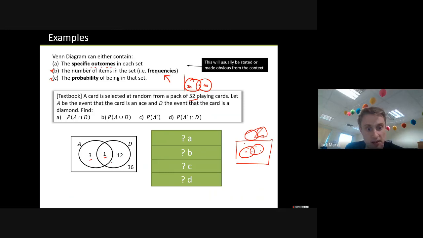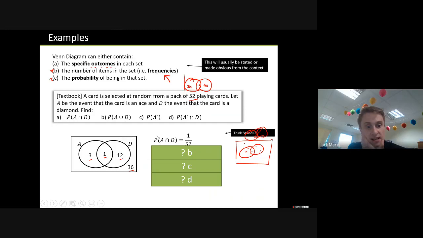There's the three other aces. There's the 12 other diamonds. And then 36 of those cards sat on the outside. So can we find these probabilities? Yes. A and D, well, it's just one, isn't it? It's one out of those 52.